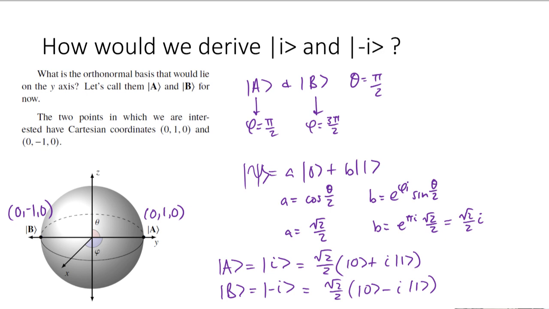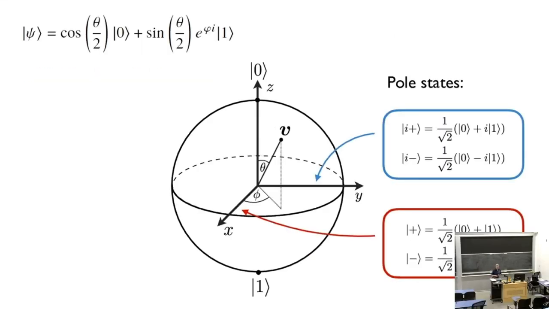So this is how we can map out the whole Bloch sphere and get what our coordinates are relative to our pole states, our z states, 0 and 1. We just derived these ones. You can also derive plus and minus in the same way.